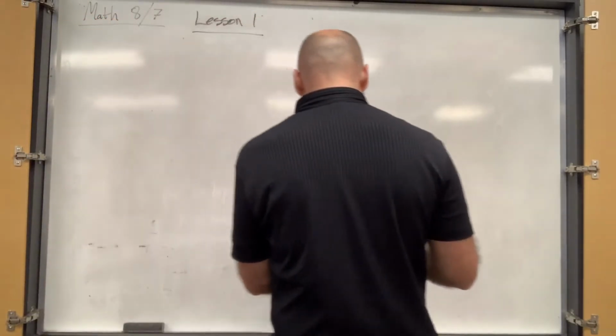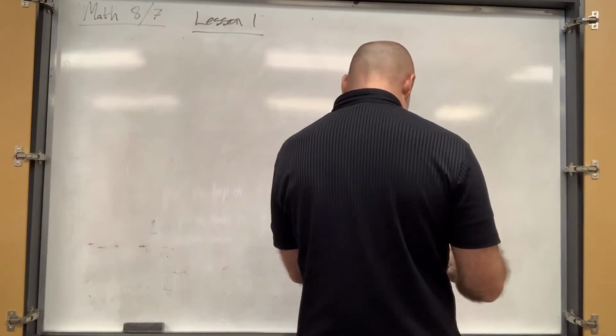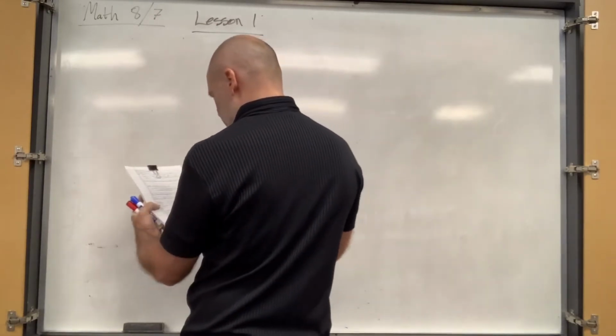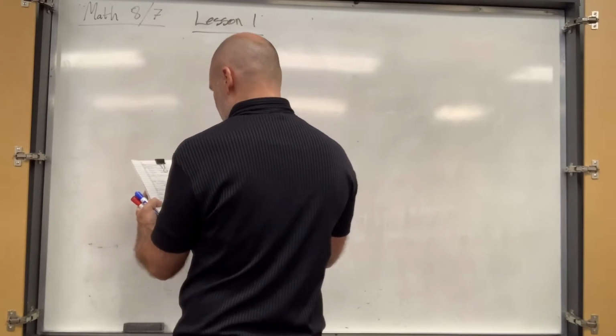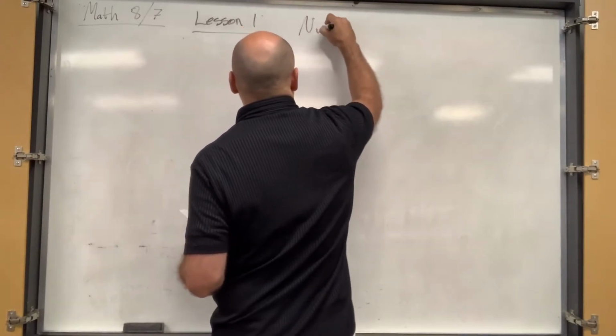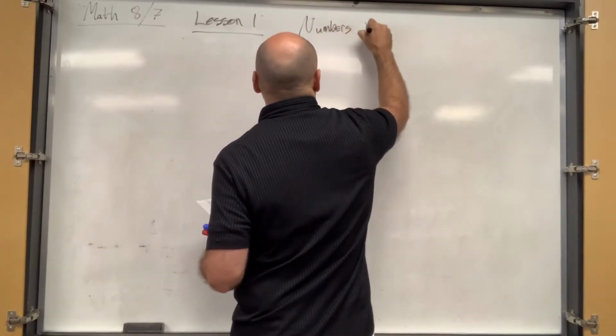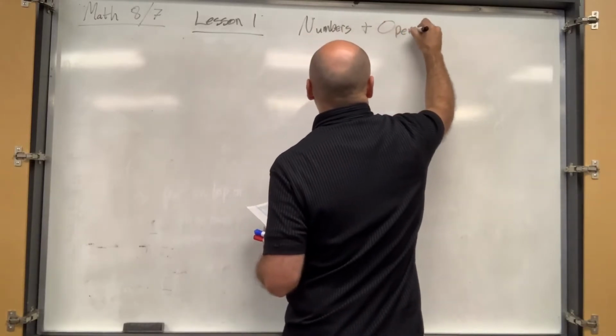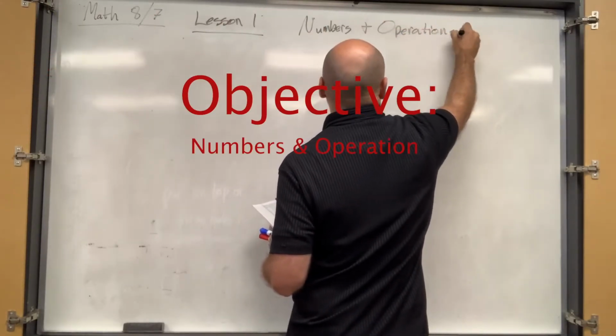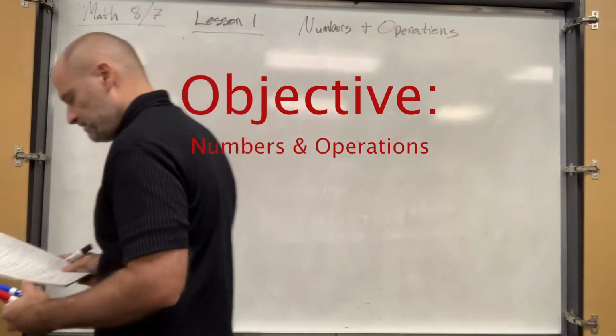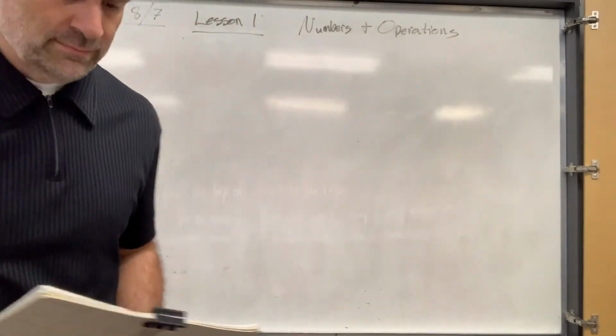And we're going to talk about a few things. We're going to talk about the different types of numbers and operations. So I'm going to say numbers and operations. Okay?